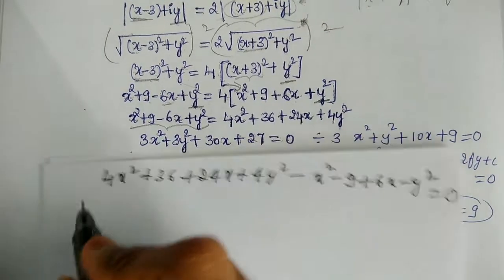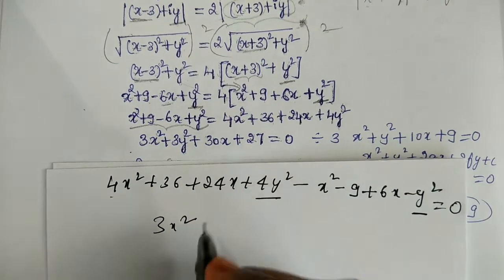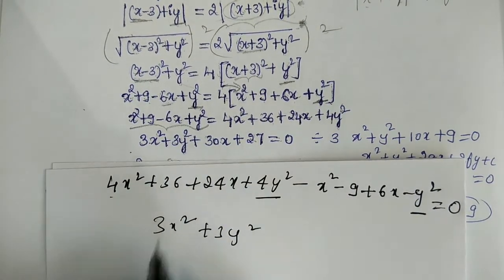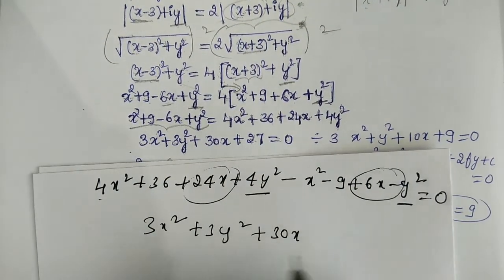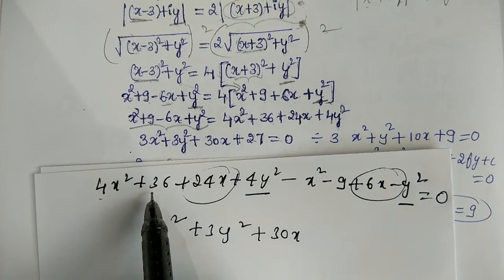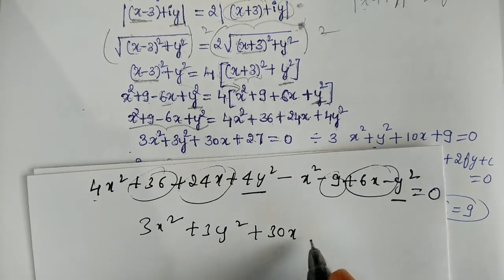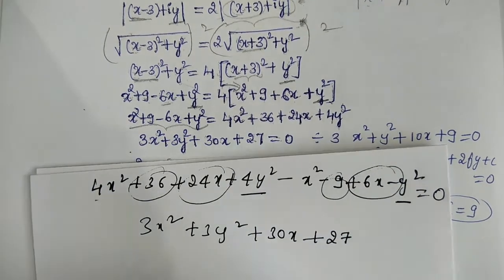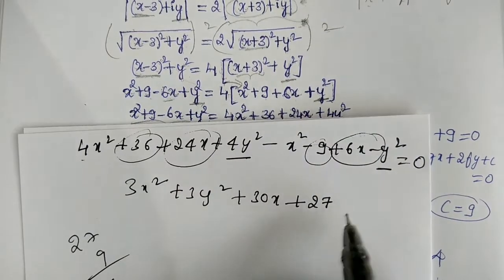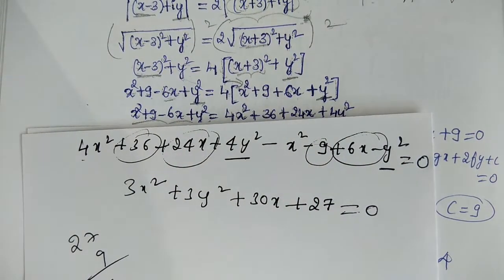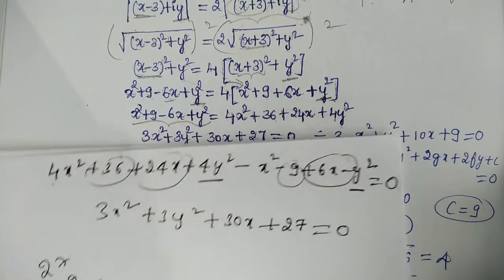0. So 4x square minus x square is what? 3x square. Next 4y square minus y square is plus 3y square. Next 24x plus 6x, that is plus 30x. Next here we have 36 and minus 9. 36 minus 9 is plus 27. If you add 27 plus 9, it becomes 36, correct? So plus 27 is equal to 0. We get 3x square plus 3y square plus 30x plus 27 is equal to 0.